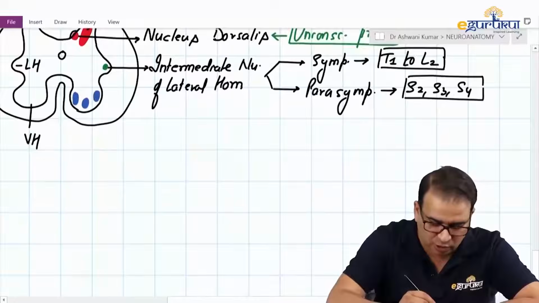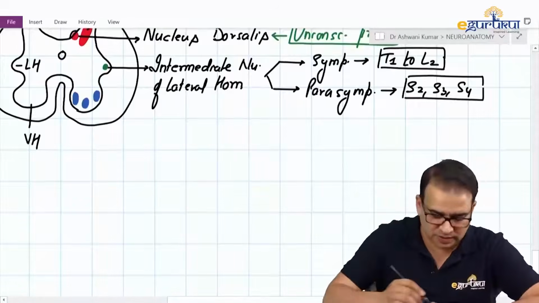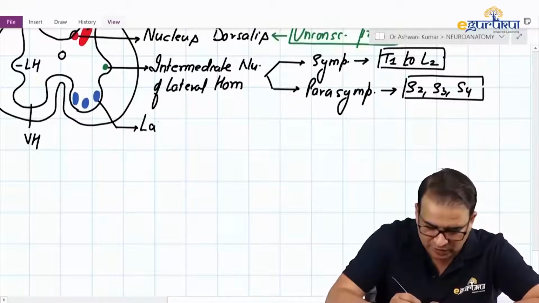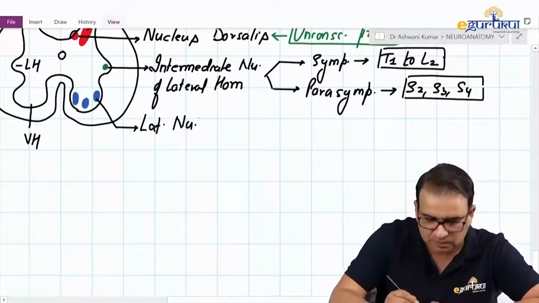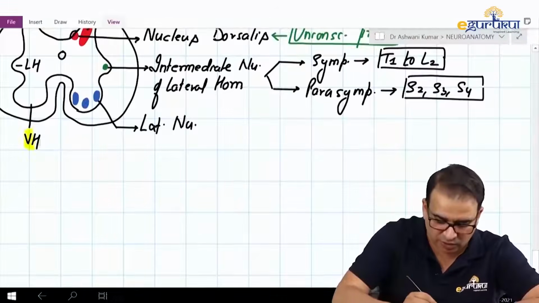In total, or at maximum, there are 3 motor nuclei present, and they are named according to their location. This one is present more toward the lateral side, so we call it the lateral nucleus. Lateral nucleus of the ventral horn. Right now we're talking about the ventral horn.